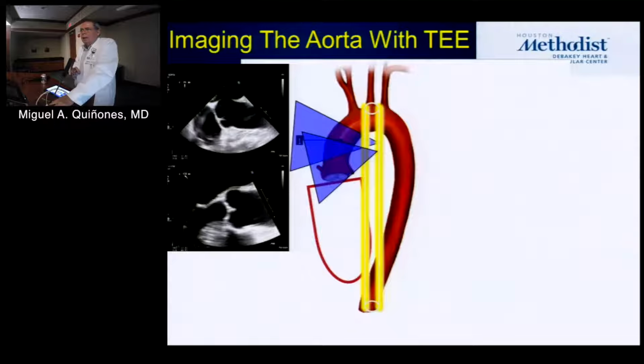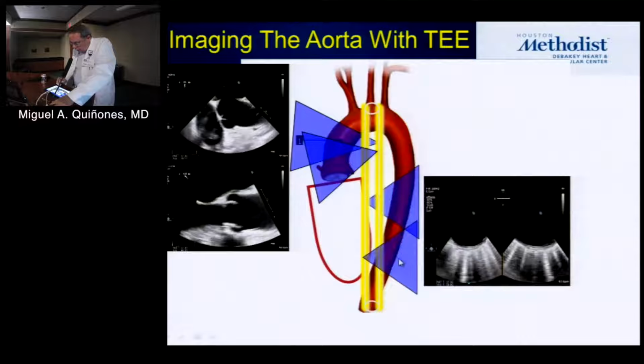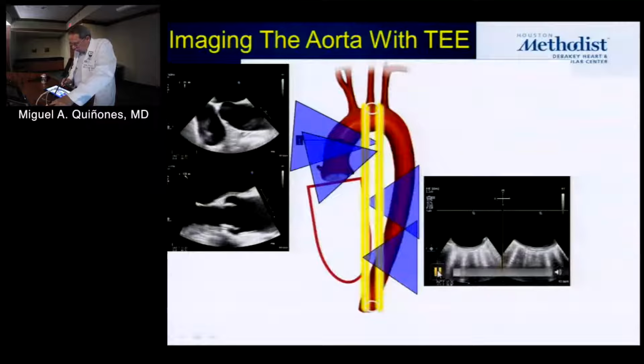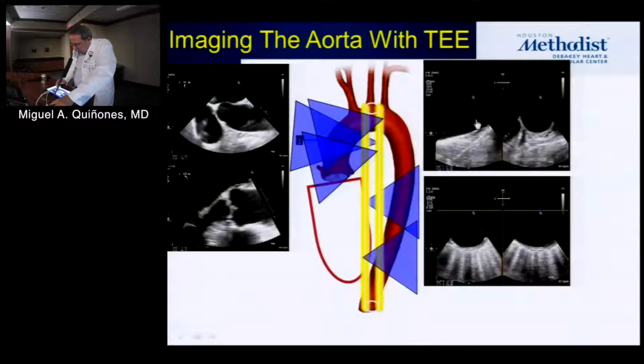Then we get to the traditional descending thoracic, where you basically turn the probe around, and you all know it from doing TEs, and that's a pretty straightforward view. Now with the X-plane, you always get a very nice shot, and we can basically move up, and then eventually you turn and see the arch.